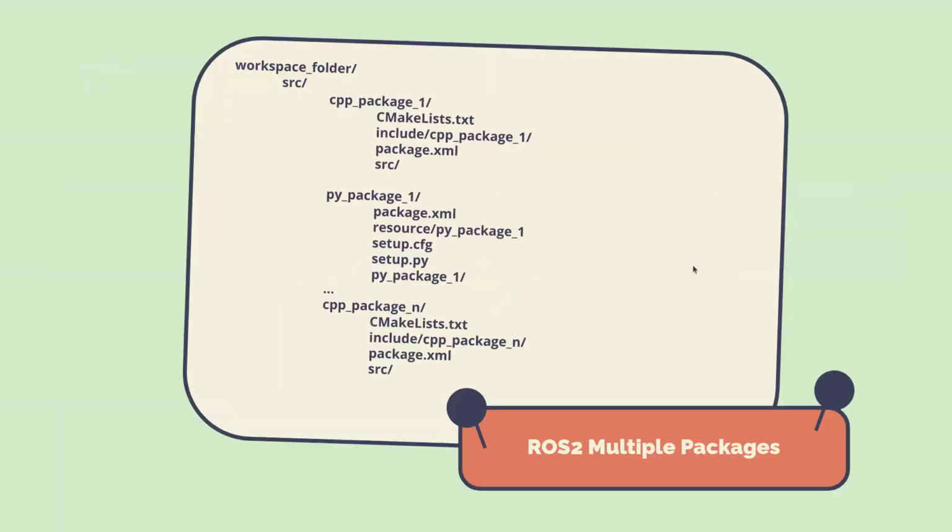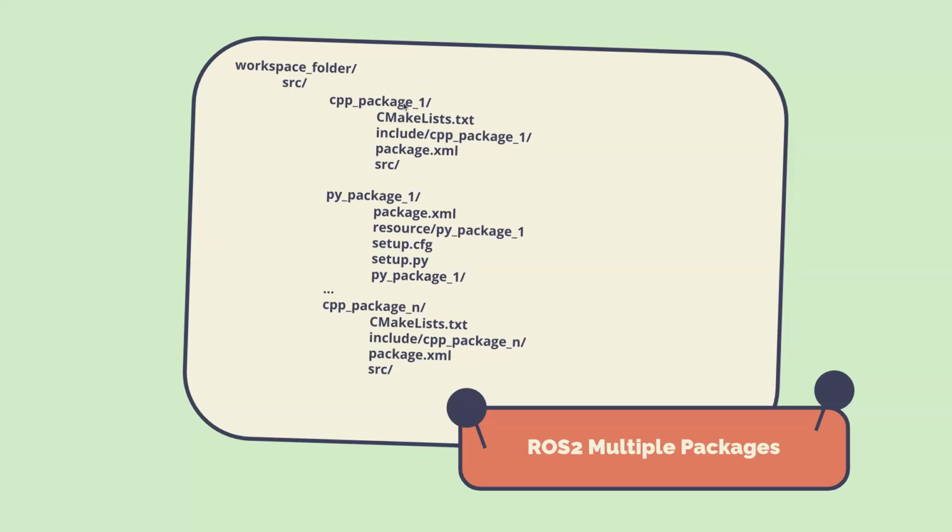Finally, as I mentioned, you can have multiple packages within a workspace, and you can have multiple nodes within a package. So this is a representation of that. So assume this top level folder is the ROS2 workspace, and then inside the source directory, or src, is where we created our first package.